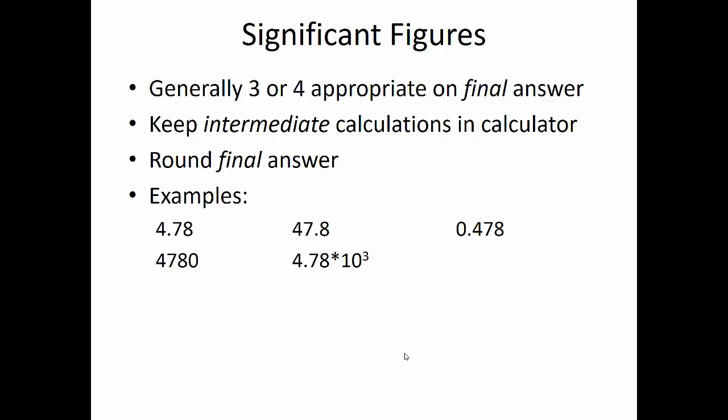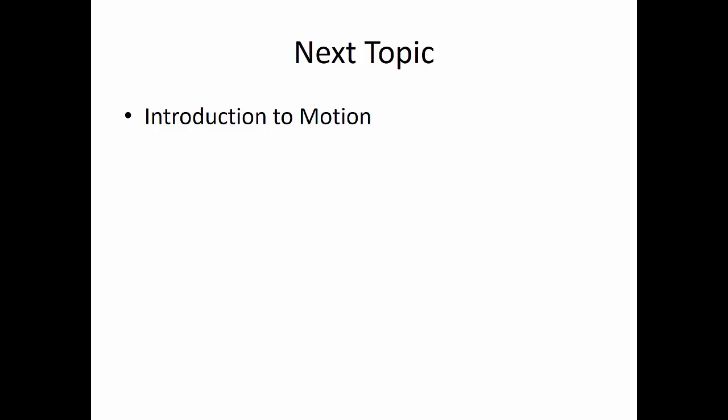If we have a very large number, we might leave the last number as 0. So we would have 3 significant figures, a 4, a 7, and an 8, and then the last number we would represent with a 0. If we have something really large, we would have a lot of trailing zeros here. Then we can represent that in scientific notation with 4.78 times 10 to the third, rather than writing out all of the zeros. Our next topic will be an introduction to motion.